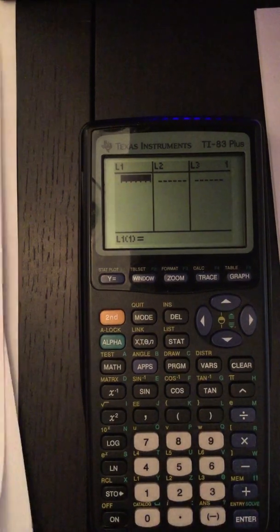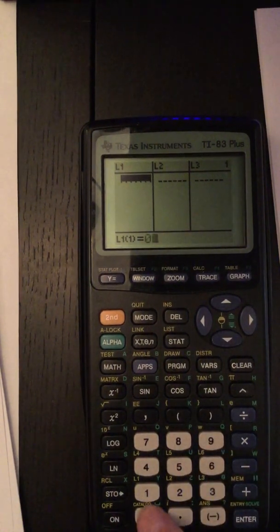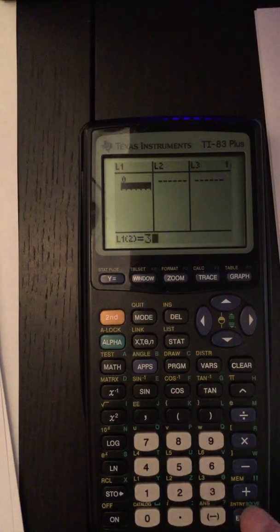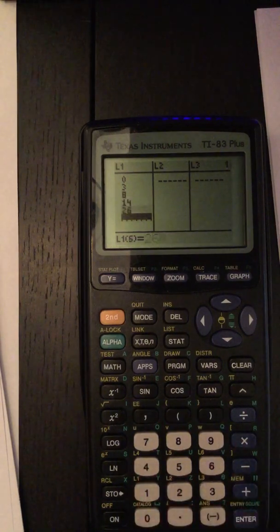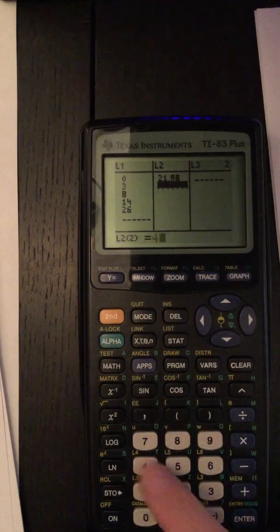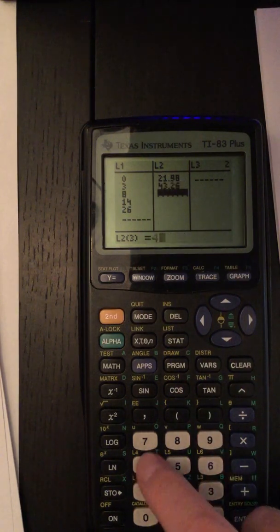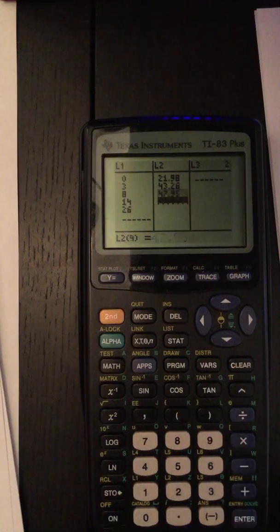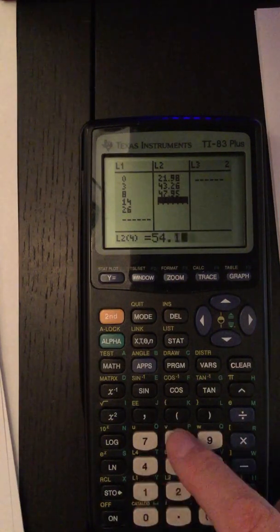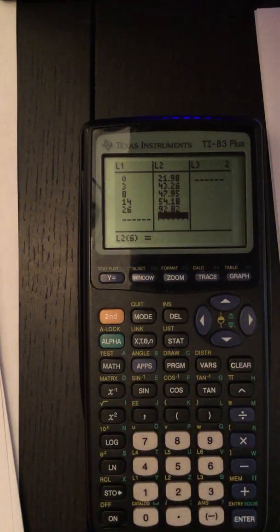Now we're going to take our data and put it in. There's a lot of putting data in, right? So, years after 1979: 0, enter, 3, enter, 8, enter, 14, enter, 26, enter. Then let's put our other information in: 21.95, enter, 43.26, enter, 47.95, enter, 54.18, enter, and 92.82, enter. Okay, it's all in there.